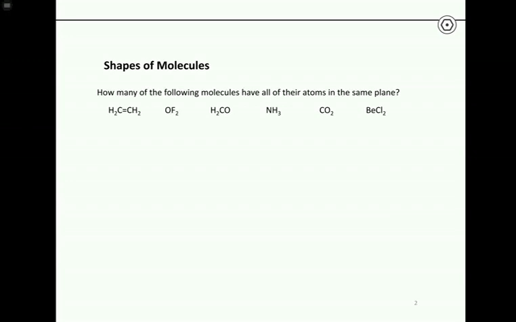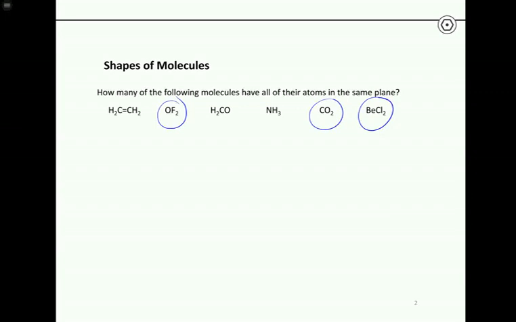So this is not even a chemistry argument, this is a geometry argument. If you have three atoms, they have to be in the same plane. Okay, there's no way to arrange three things without them all being in the same plane. 3 points define a plane. So for any of these answer choices that only have three atoms total, they must be planar. So OF2 has to be planar, CO2 has to be planar, BeCl2 has to be planar.